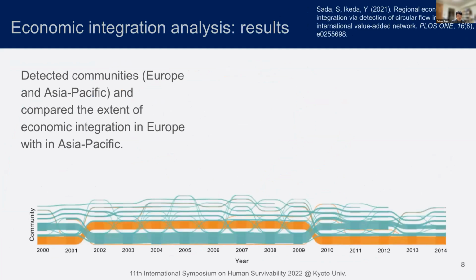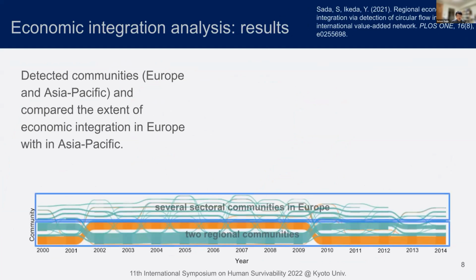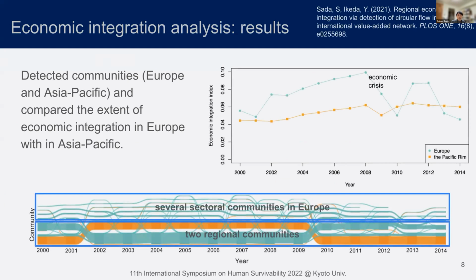So one of the main figures is at the bottom. This represents two regional communities and several European sectoral communities for 50 years. The second main figure is this. We could compare the economic integration of the two regions.